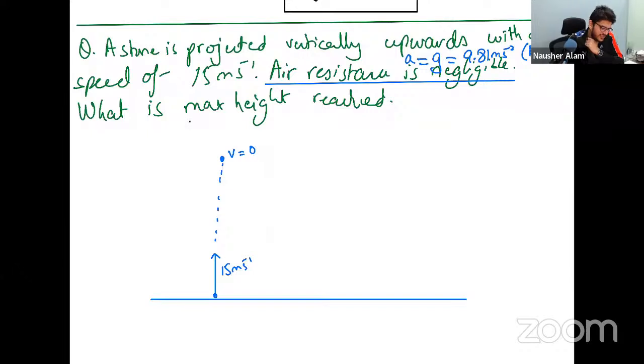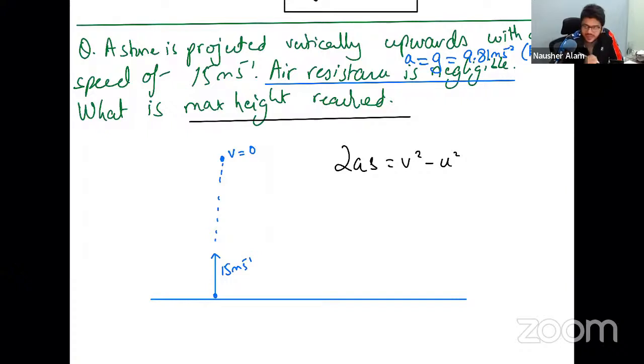Now, what is the maximum height? I don't feel any need to take out time, क्योंकि टाइम के बगैर क्वेश्चन टाइम के बारे में कुछ कह ही नहीं रहा. So 2as is equals to v square minus u square लगाते हैं. अभी देखते हैं. अब्दुल्ला, I'm going to answer that question. मुझे ये बताओ, इन तमाम इक्वेशन में, I've told you this before, are all of these quantities scalar or vector?